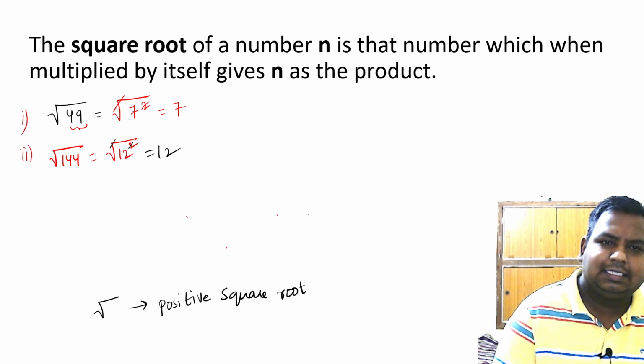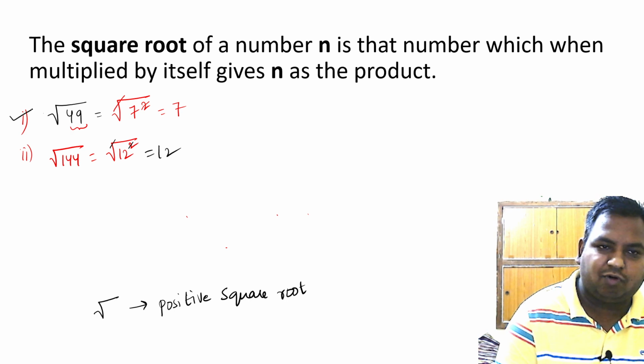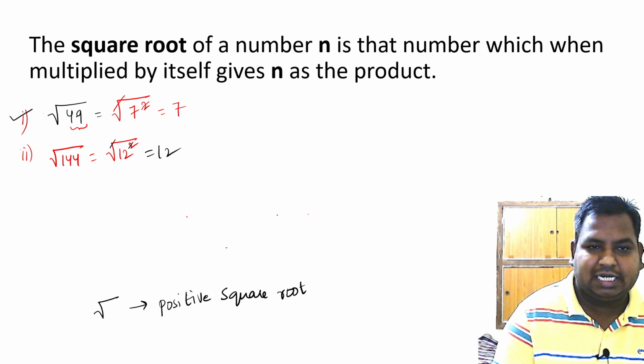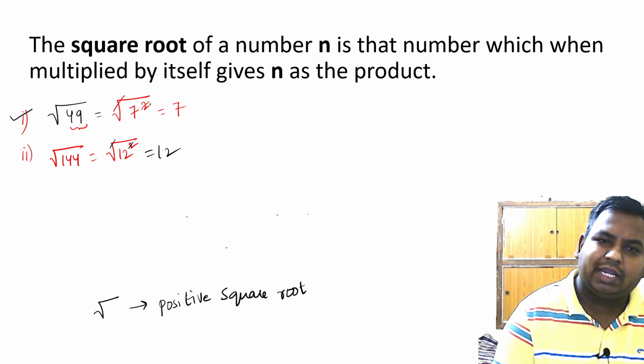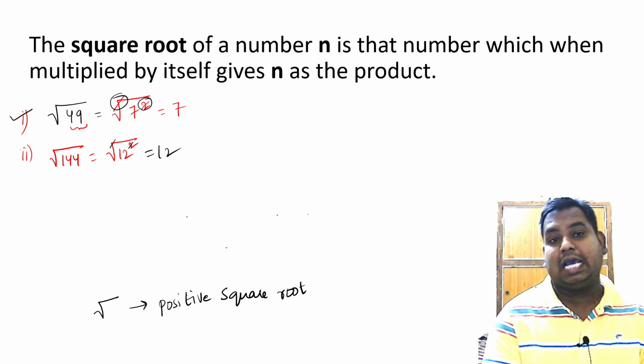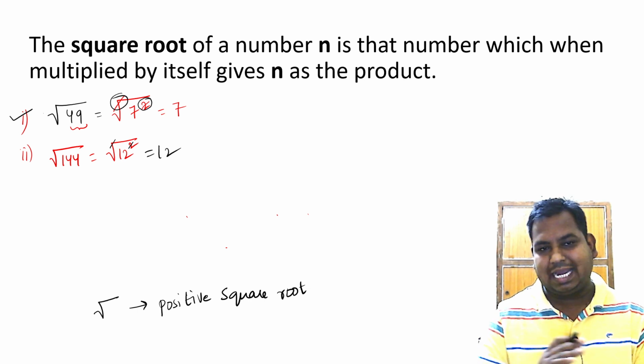Doubt is, sir, we have here under root 49. We have written 49 as 7 square. So how can you cancel a number and a symbol? How can you strike off a number and a symbol?